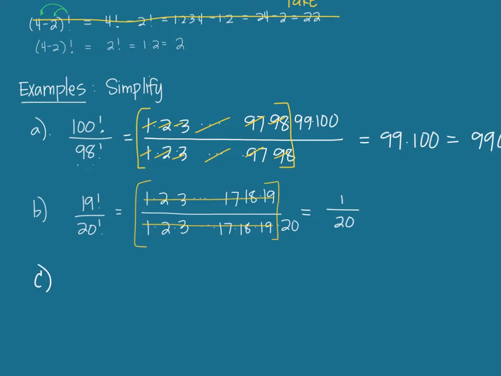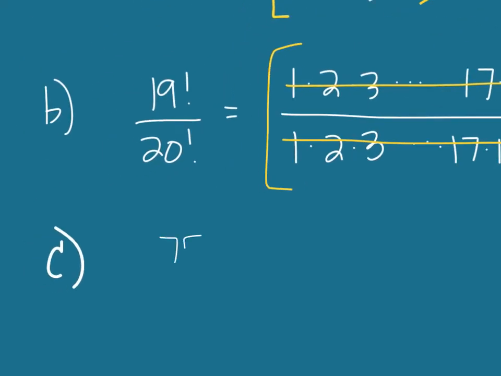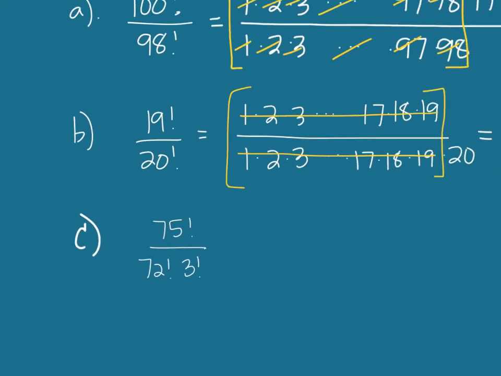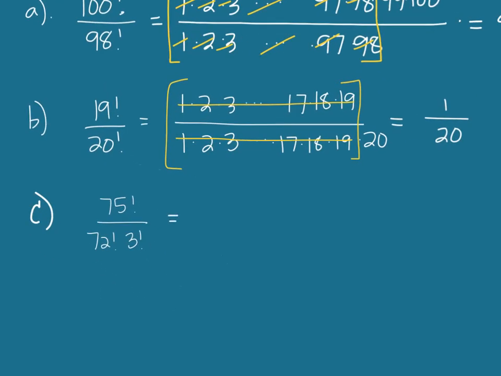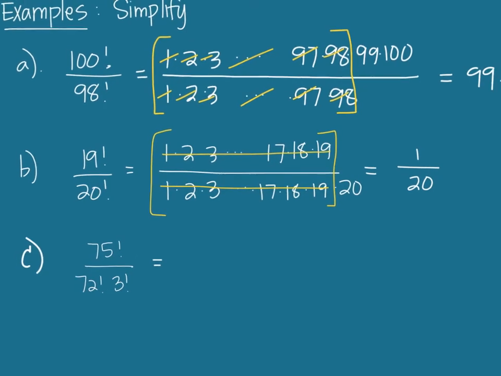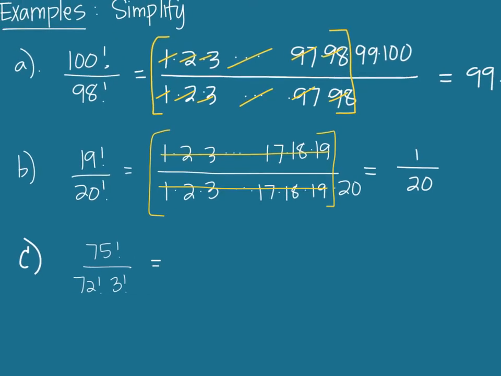You can also simplify problems like this. 75 factorial over 72 factorial 3 factorial. So now I've got two numbers in the denominator. In our first two examples, either the numerator or the denominator, one of them was longer than the other. In this one, you're going to see that they're going to be exactly the same in length.